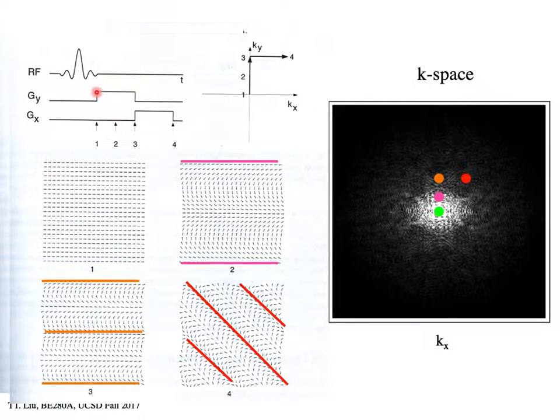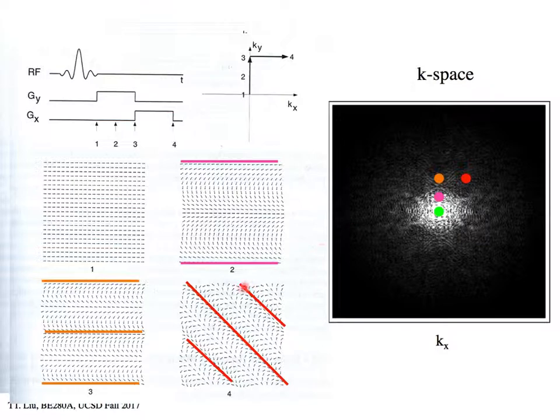As I let the sample evolve with the y gradient on, what happens is I effectively move up in k space in the ky direction, and I sample this point at this time. And so over time, we're moving in the Fourier space in the ky direction. And then if I continue with that gradient on, I just move twice as far to this point, and I would sample that point right here.